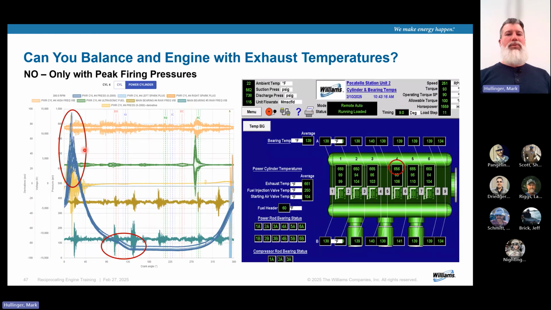Okay. Here's one. This just happened a few weeks ago. Pocatello 2. These are all the traces we took on, that's cylinder number 4 right there. And you see how there's a couple high ones right there. The average looked pretty smooth. But when we looked at all of them, we saw there was some erratic combustion or detonation, unstable combustion, whatever you want to call it. And look at the exhaust temperature on that. It's exactly the same as the rest of them right there.